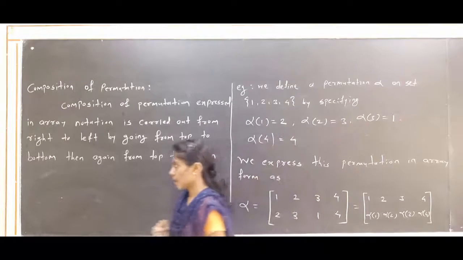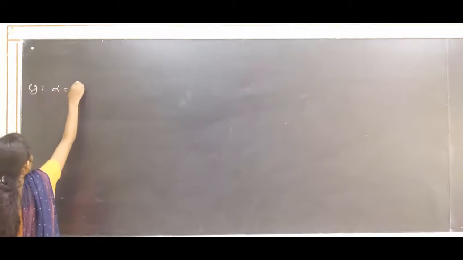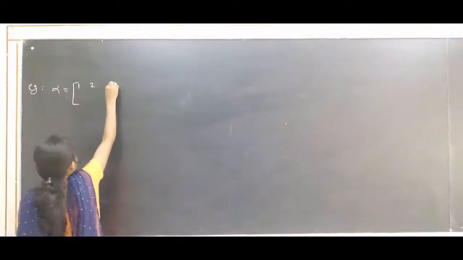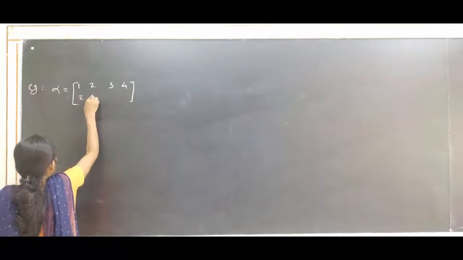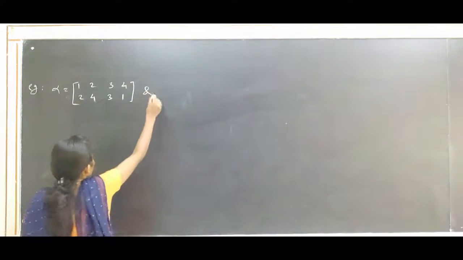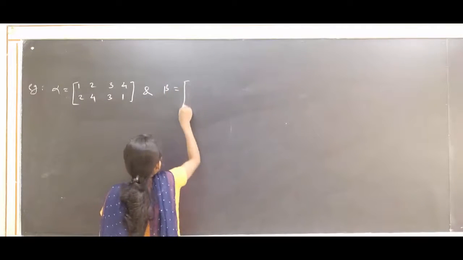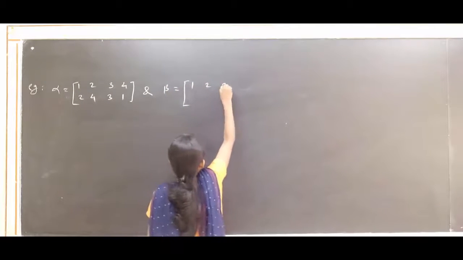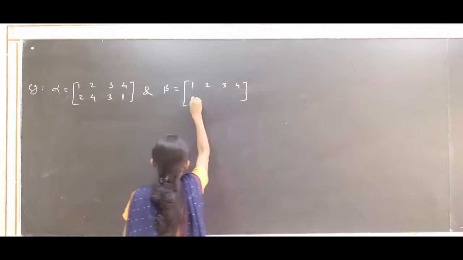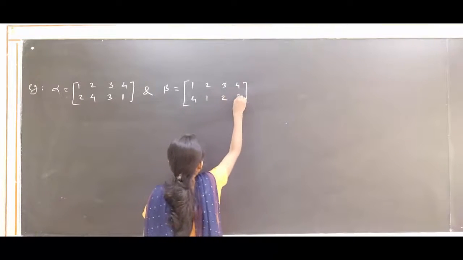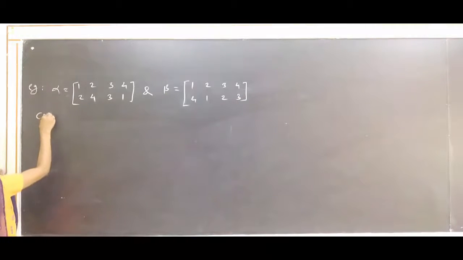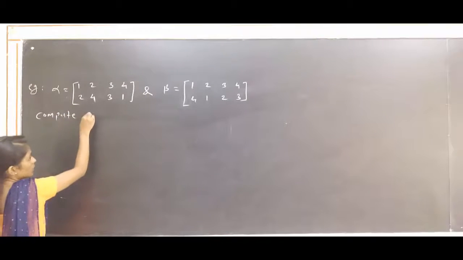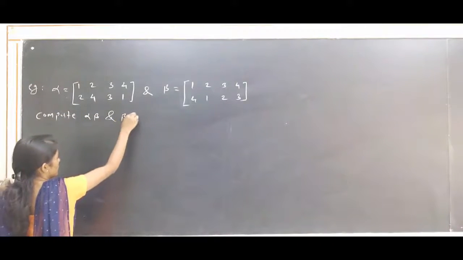Okay. So we take an example. Alpha equals 1, 2, 3, 4 over 2, 4, 3, 1 and beta equals 1, 2, 3, 4 over 4, 1, 2, 3. Okay. So compute alpha beta and beta alpha.